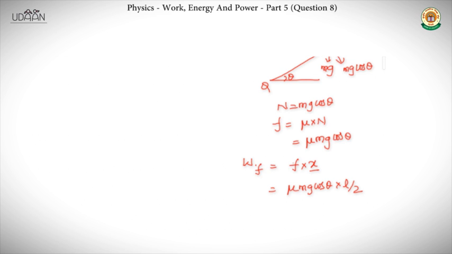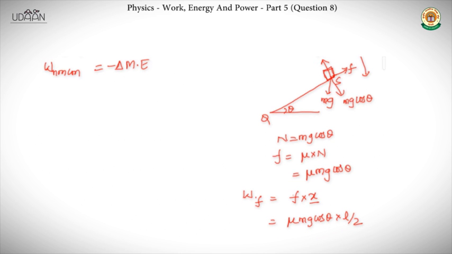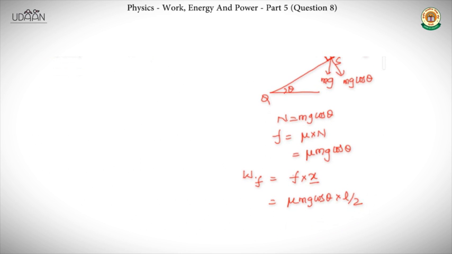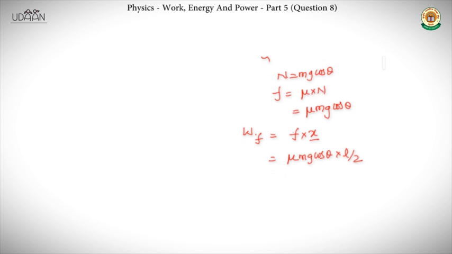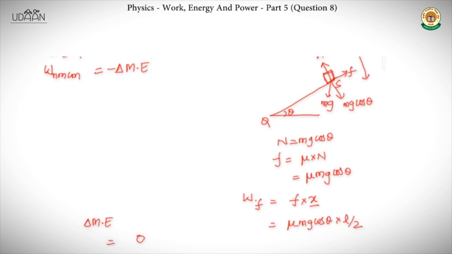Okay. Work done by the force. In this way we equate the work done by the non-conservative force to the change in mechanical energy. The final mechanical energy we know is 0. Let us take the change in mechanical energy. Final mechanical energy is 0 because at position Q it is at height 0 and also the final velocity is 0.